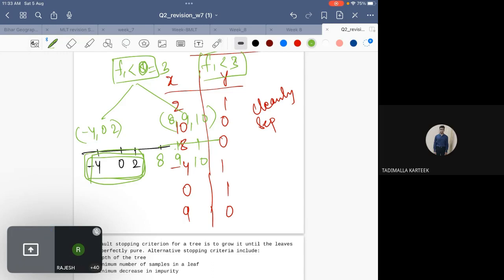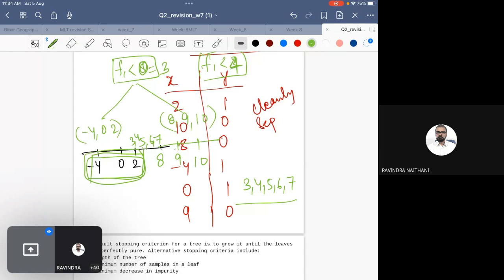4 to 8. Can 4 work? Yes. Similarly, 5 can also work. 3 can work, 4 can work, 5 can work, 6 can work, 7 can work, right?